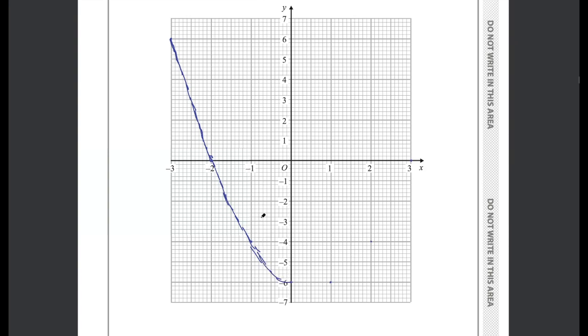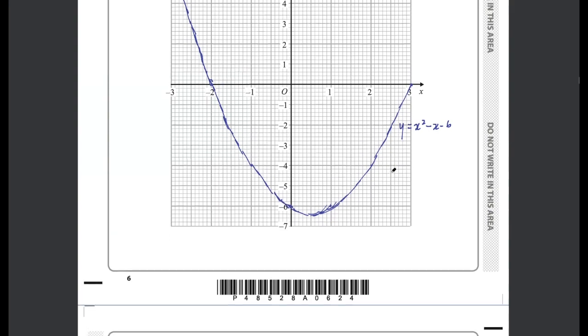Oops, so I've made a mistake there. Clearly it needs to dip down below -6. So you need to sort of anticipate how it's going to look. So it's going to look like something like this. Okay, and then connect up the other side. And okay, not too bad. And this is the graph of y equals x squared take x take 6. Okay, so we've sketched our graph in.